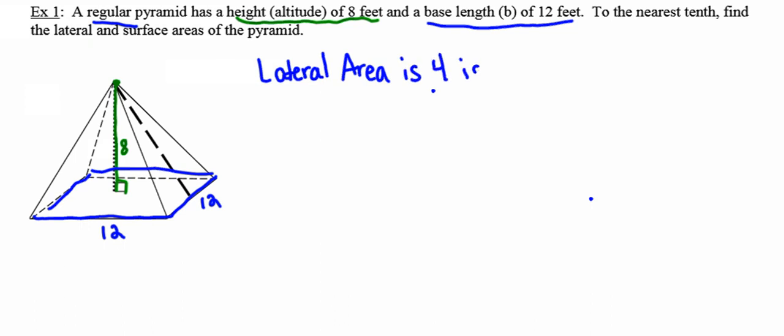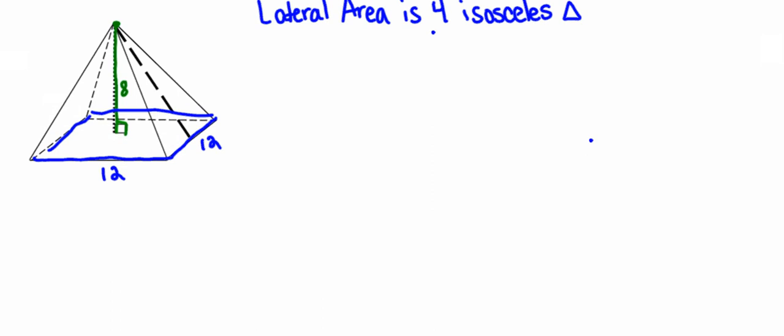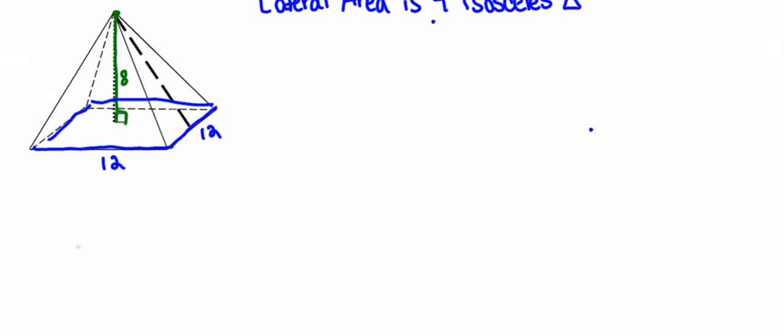So if I could find the area of just one, I could then multiply it by 4, and that would give me the lateral area. So I'm going to go ahead and isolate one of those isosceles triangles that make up my lateral faces. I know from my picture of the pyramid that this base edge measures 12.